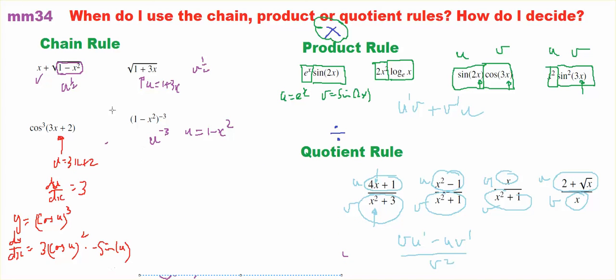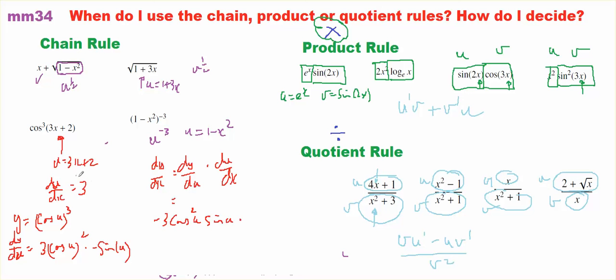Okay, so putting all of this together, dy dx will equal dy du times du dx. dy du is this here, which is negative 3 cos of u squared sine u, times du dx, which is 3. So I've got negative 9 cos of u, and u is 3x plus 2 squared, sine of u, which is 3x plus 2.